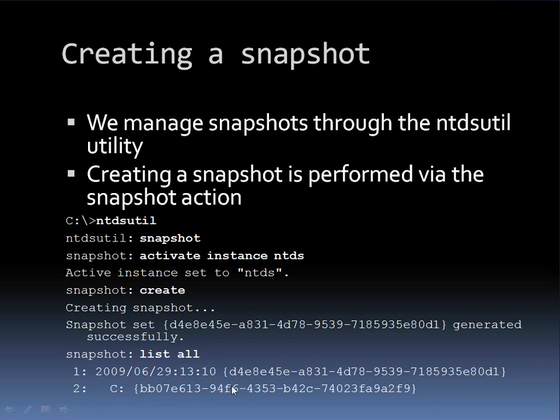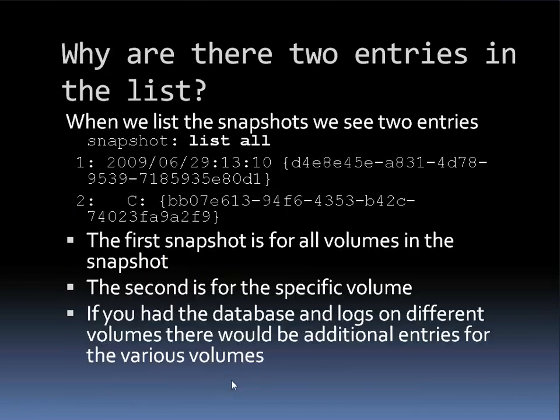HDD is on this one system drive. And I just wanted to drill down. So why do we have two entries when we list the snapshots? As I said, the first one is the main snapshot that covers all of the volumes that are covered in the snapshot.